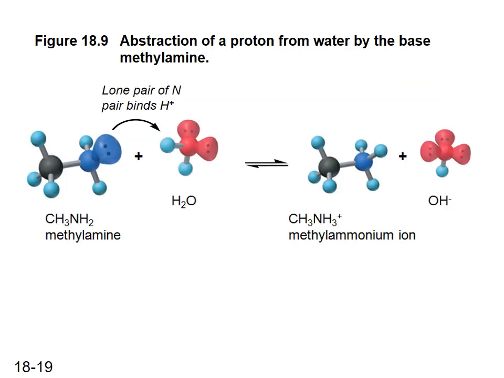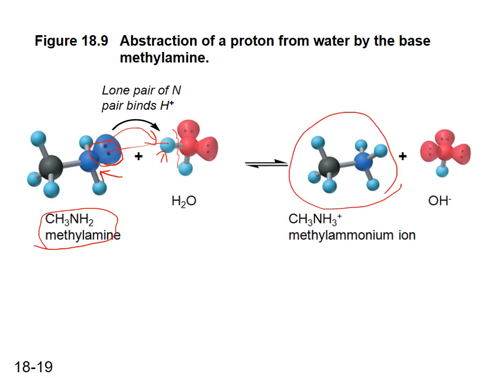This shows the base methylamine ionization reaction in water. The nitrogen of the amine uses a lone pair of electrons to approach a hydrogen of a water molecule and forms a bond here, and the oxygen-hydrogen bond breaks. This gives you the conjugate acid and also a hydroxide ion.